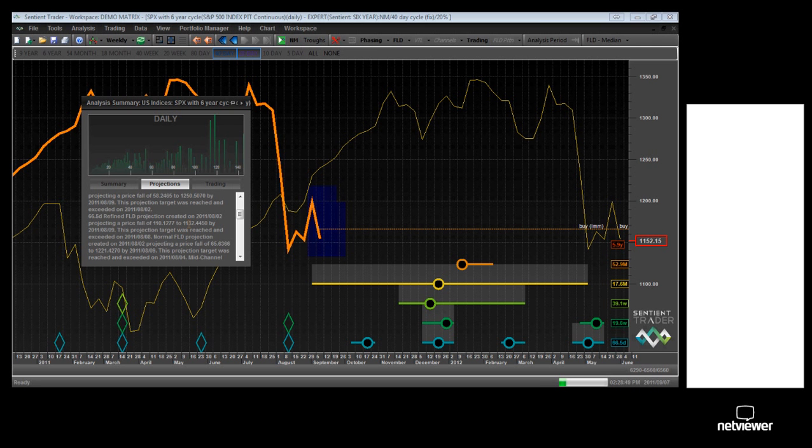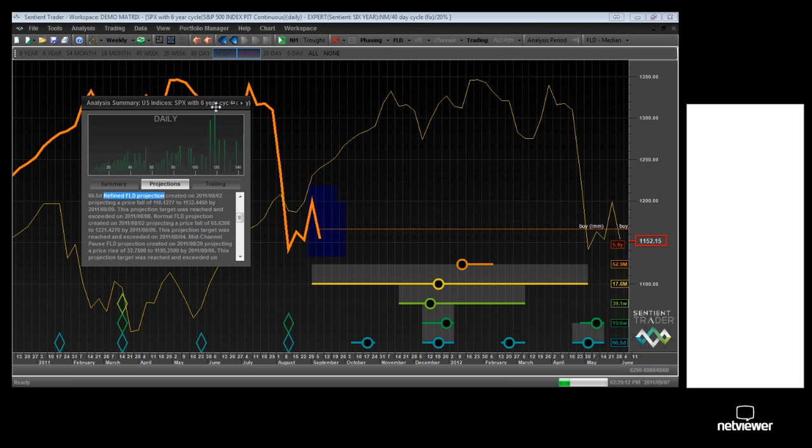There's also a 19.6-week FLD projection, which projects a price fall down to 12.50, and that target was reached and exceeded on the 2nd of August. And so you can see all your FLD projections in there.